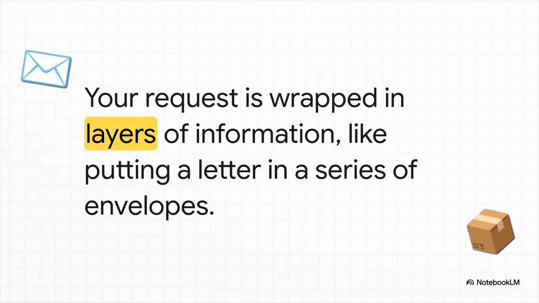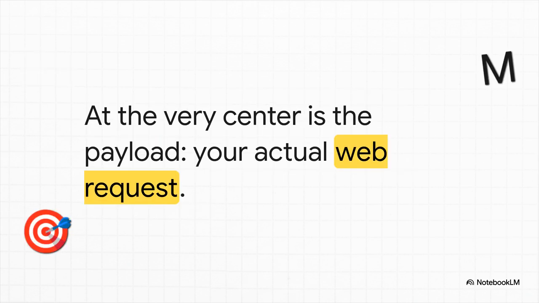So how does our little packet get all its travel instructions? It happens through a process called encapsulation. And honestly, the best way to picture this is to imagine putting a letter inside a series of envelopes. With each step of the journey, we're going to add a new wrapper, a new envelope, with very specific information on it. Right at the very core, in the very first envelope, is the payload. This is your actual web request. This is the original message, the what, that we need to send.